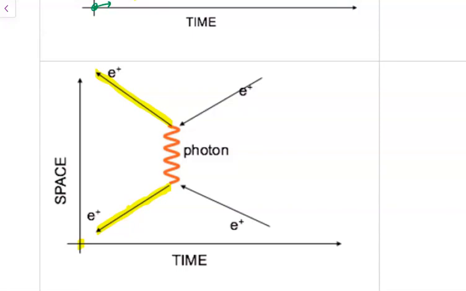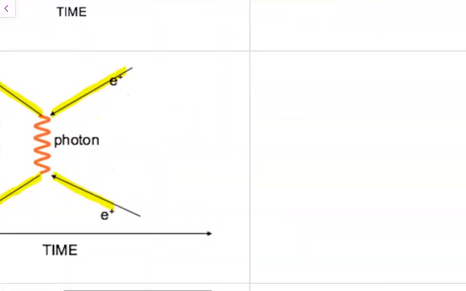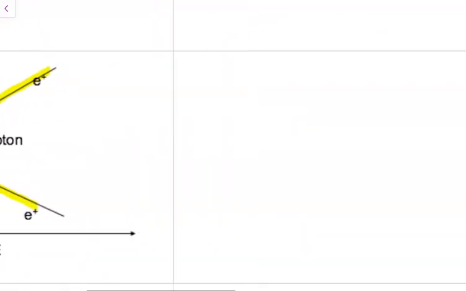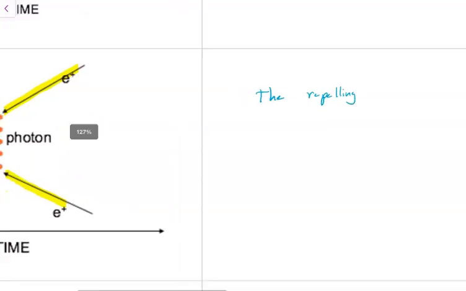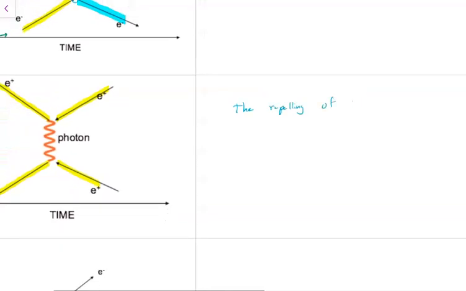And then we have a photon interaction, and there's a change in direction. Doesn't matter which way you look at it, there's still a change in direction. And these are 2 positive charges. So of course, this is the same. This is still the repelling of 2 positrons due to the electromagnetic force.